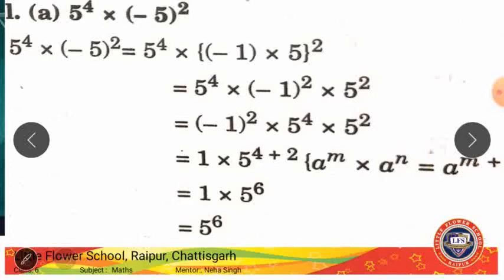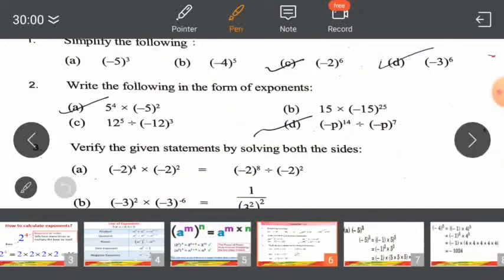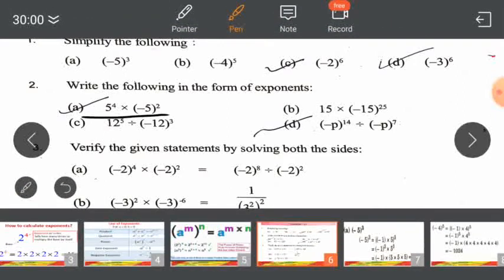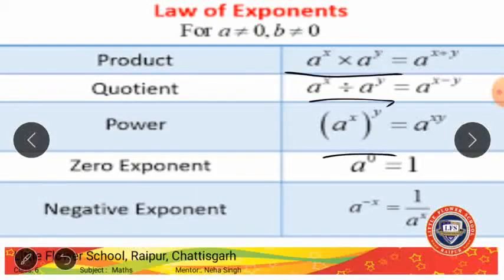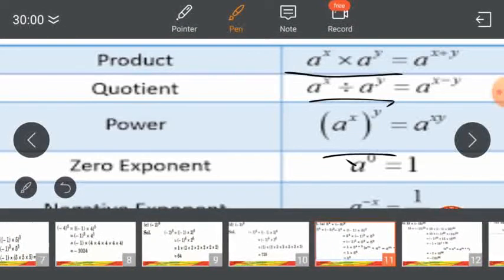Now this is the next question. In this, what you have to do? You have to again simplify, right? We'll see the question. Write the following in the form of exponents. Here multiplication is given. Here you have to apply the laws of exponents we have studied. What were the laws? These laws you have to apply in the questions, right? So the first part, let us solve.